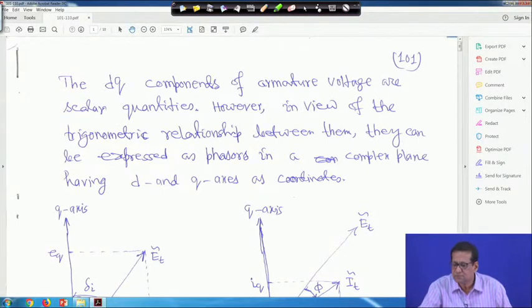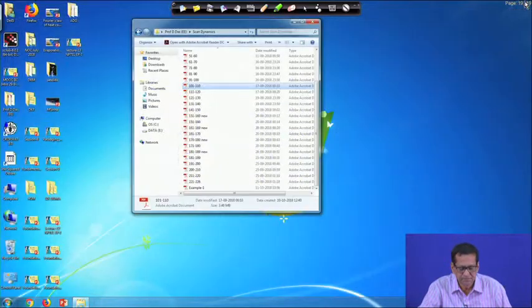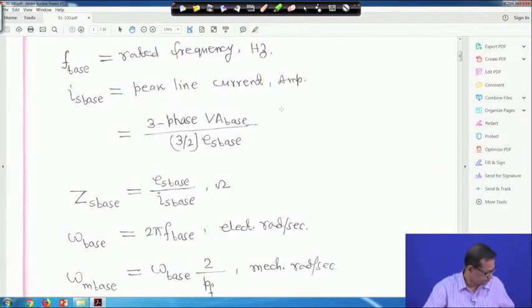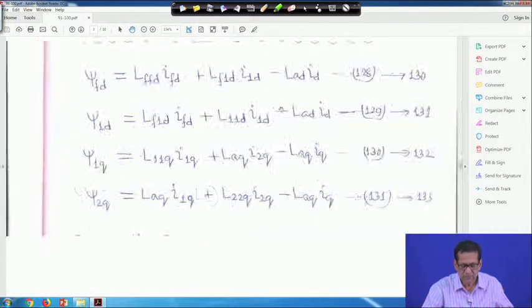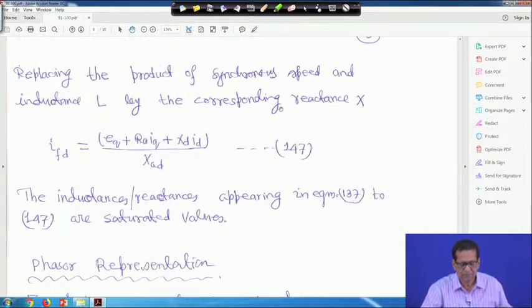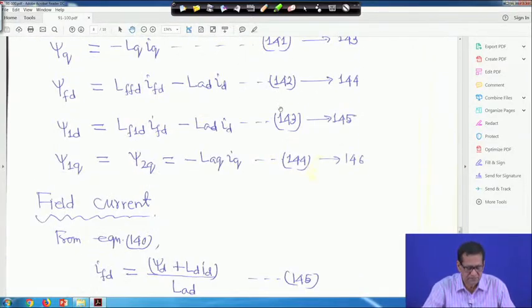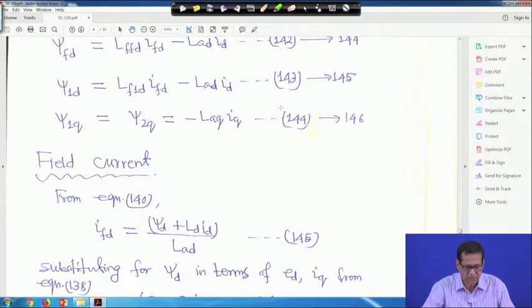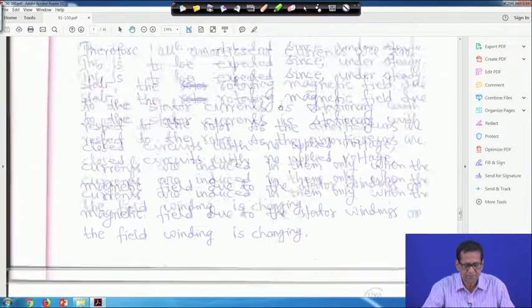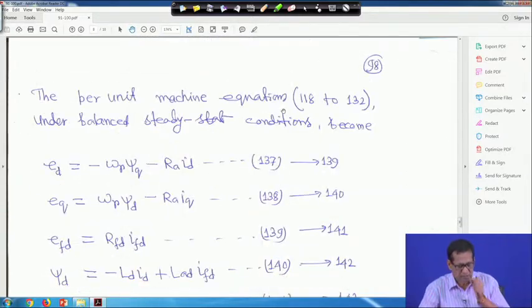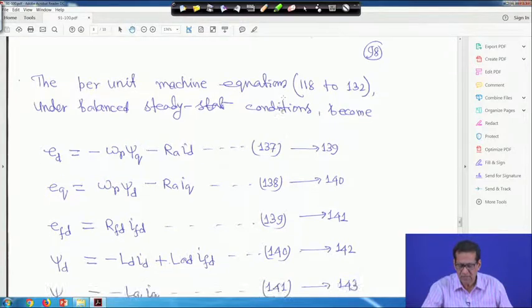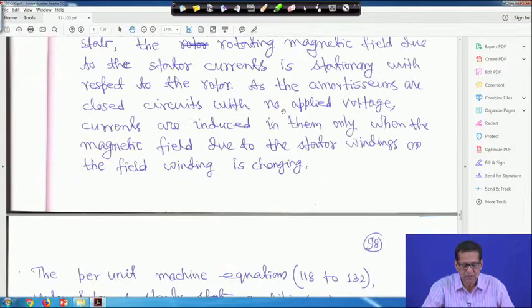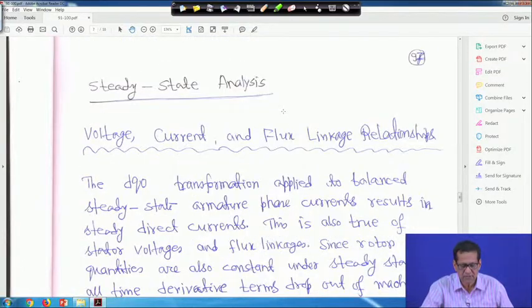So just hold on. So now just hold on. So all these things, for just one minute, just hold on, let me go back to the steady state analysis.